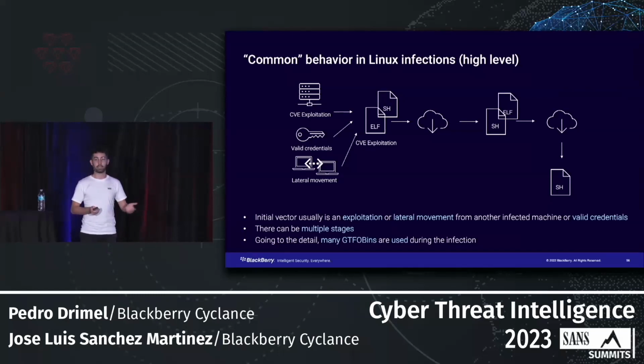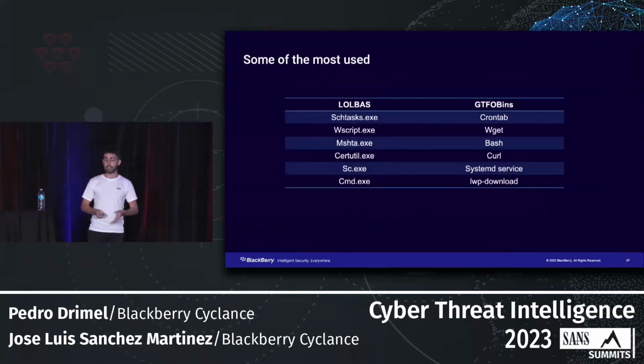So the initial backdoors usually are maybe a CVE exploitation, maybe lateral movement from another previously infected machine, or in some cases we are also seeing valid credentials from the dark web used to log into these kinds of servers. So same here, if we go to the detail, we are going to see some GTFOBins used during the infection. Finally, some of the LOLBAS and GTFOBins that we have been seeing are these.